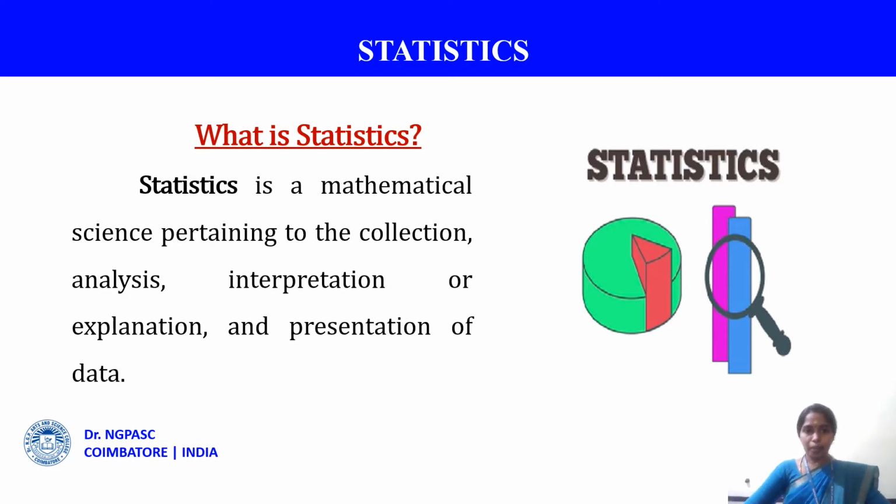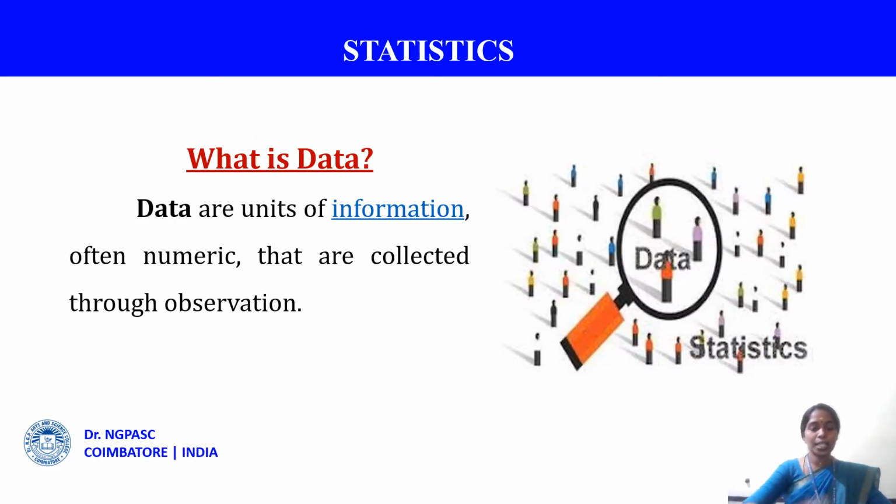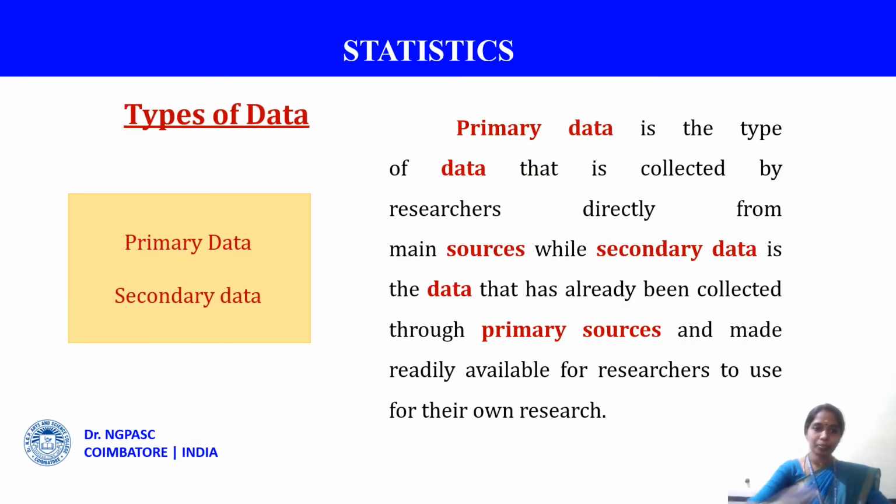Based on the definition, first of all, we should know what is meant by data. So what is data? Data are the units of information. They are often numeric and are collected through observation. Before analyzing something, we should collect some information, data, right? Nowadays the data is almost in the form of images as well, but here we are going to see only numeric data.